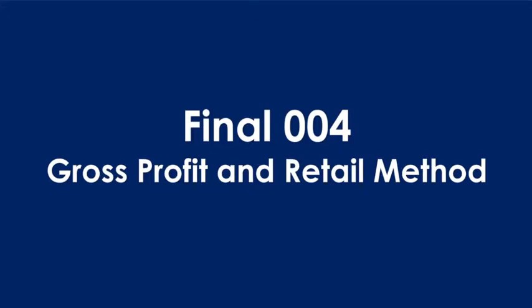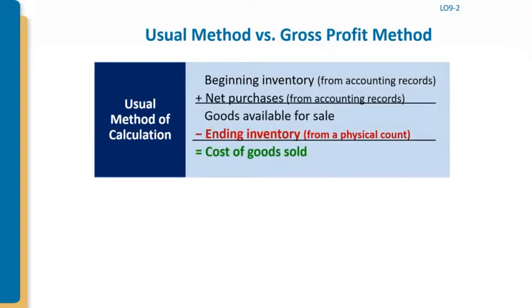So in this video, the final exam review number 4, we will be discussing the gross profit and retail method. Okay, so let's start with the gross profit and retail method. Usually we calculate the cost of goods sold as beginning inventory at purchase, then goods available for sale, then ending inventory, and finally we have the cost of goods sold, right?